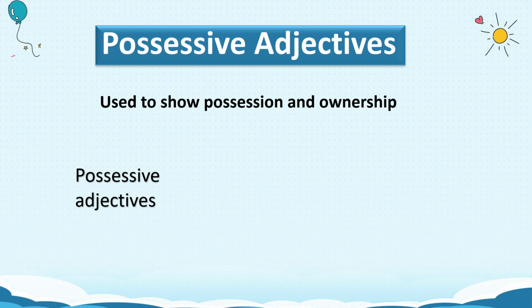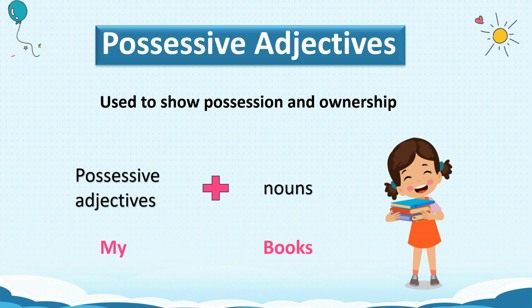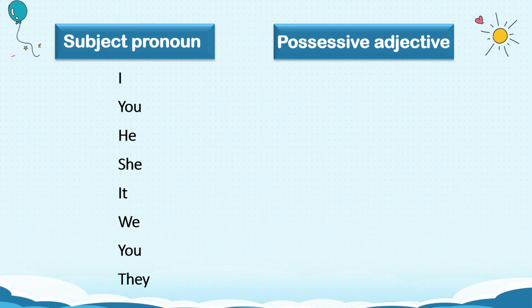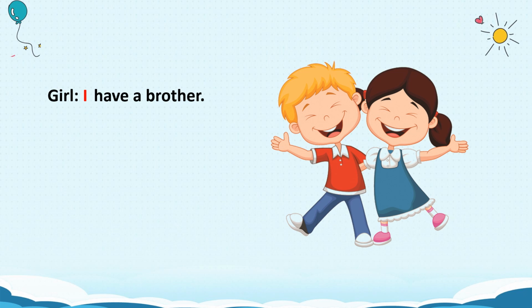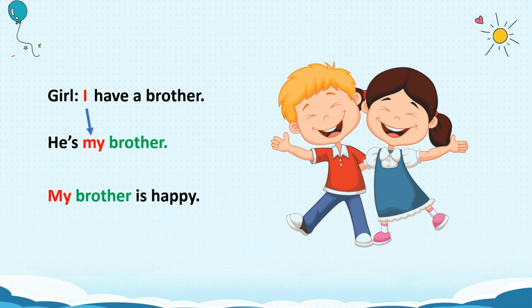Possessive adjectives plus nouns. For example, my books. Subject pronoun I. Possessive adjective my. The girl says, I have a brother. He's my brother. My brother's happy.